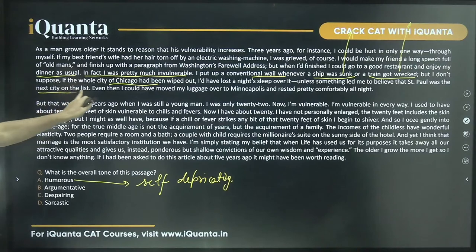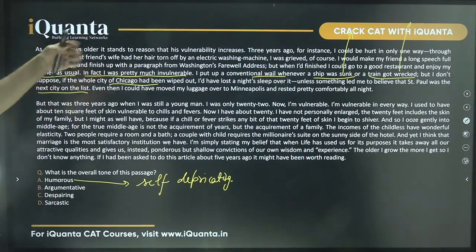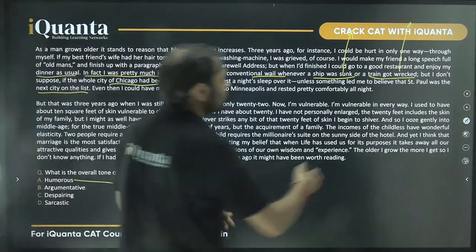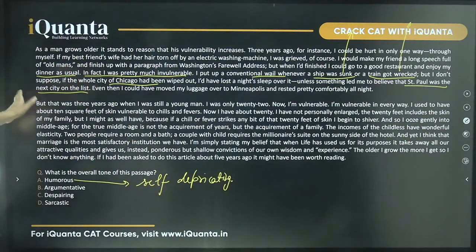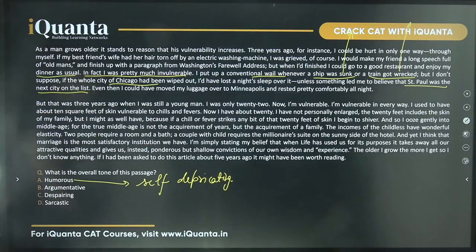City on the list. Now, if after Chicago it was St. Paul, so you get to understand that he must be living in this city. So if it is about this city only, then he'd be bothered about it. Otherwise, he would just give a conventional veil and go to sleep. Even then, I could have moved my luggage over to Minneapolis and rested pretty comfortably all night.